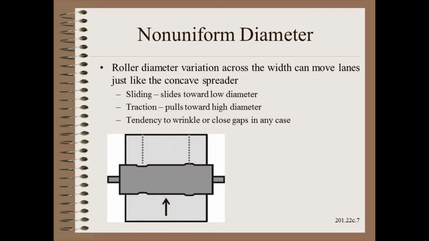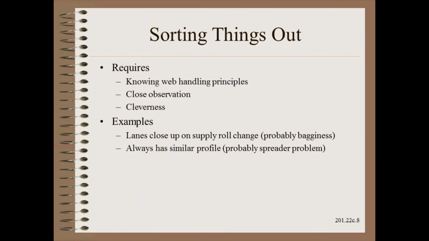Roller diameter variations can move lanes via the concave spreader principles we discussed in Web 101. In sliding, the lanes slide to the low diameter. In traction, the lanes pull to the high diameter. The net effect of either case is the same: the tendency to wrinkle unslit web and close gaps on slit webs. Measuring diameter profile is simpler, and the best of the machinists should be able to detect the hair's breadth variation that could cause problems in fussy situations.